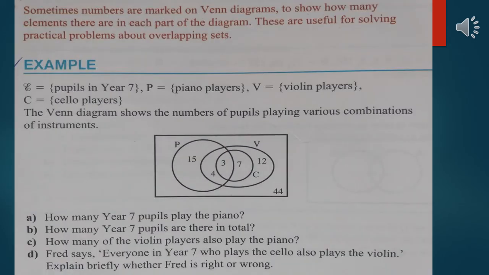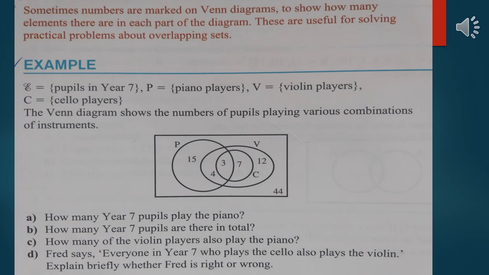Example. The universal set is equal to pupils in year 7. The set P is equal to the piano players, V equals violin players, C equals cello players. The Venn diagram below shows the number of pupils playing various combinations of instruments, and under that they ask some questions. A.